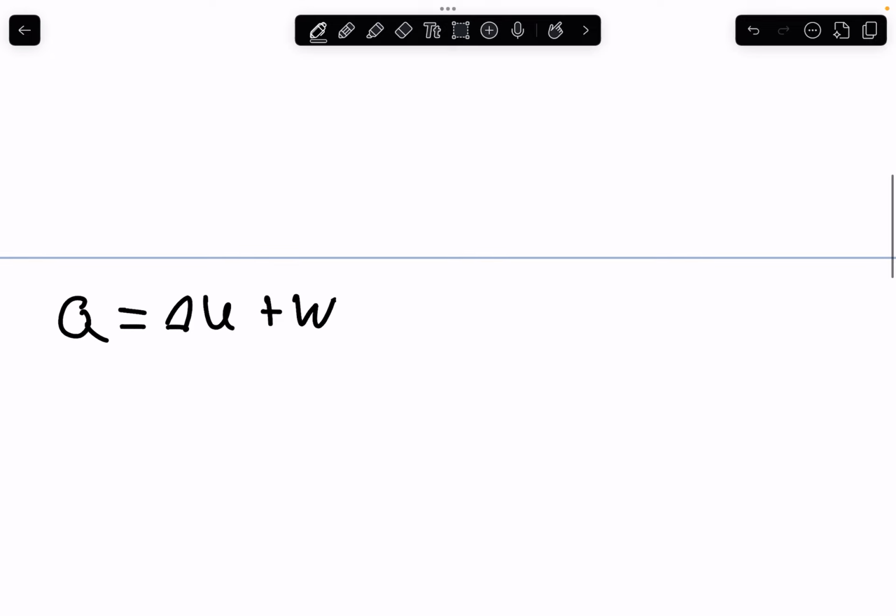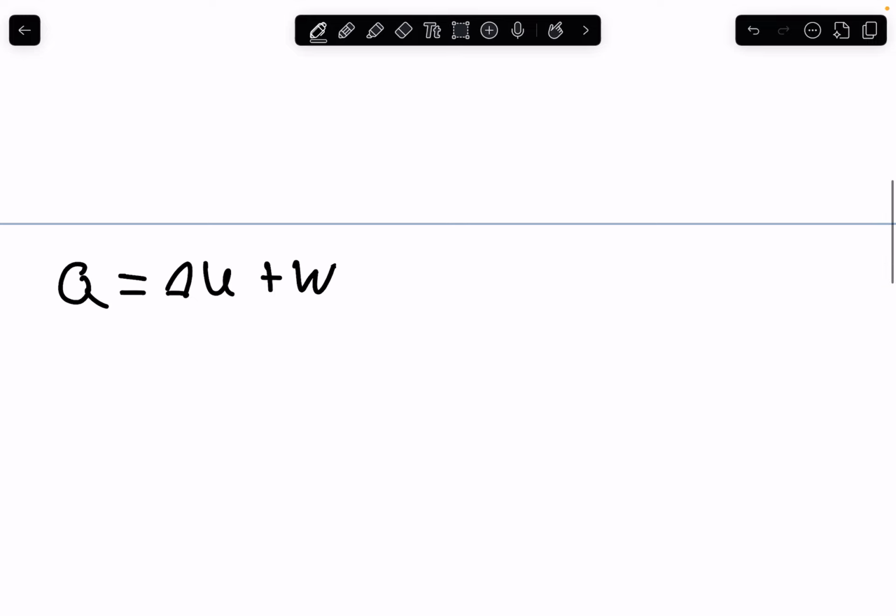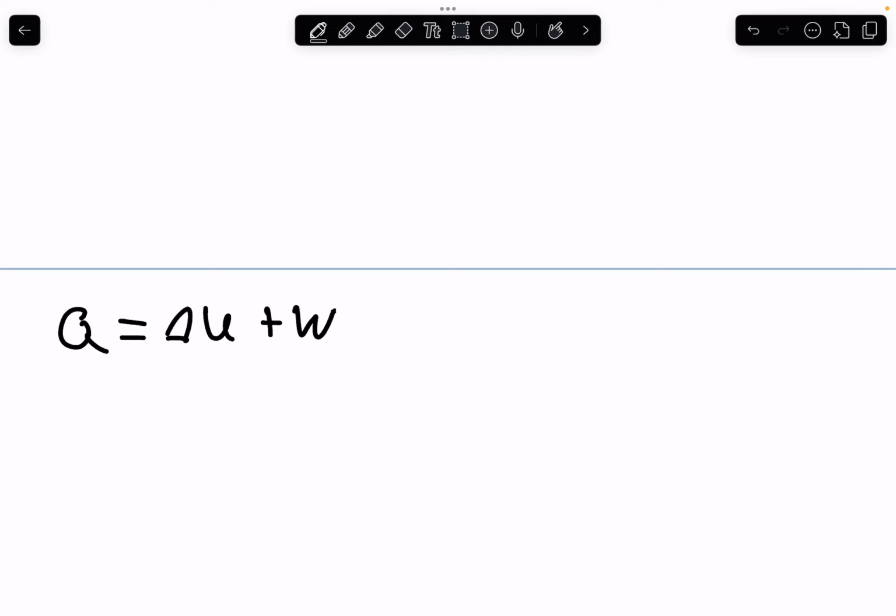Let's let the change in internal energy be zero. That means that all heat energy released is equal to the work done. If I do work on something, all of it will be converted to heat energy, if the internal energy of the object is zero, of course.